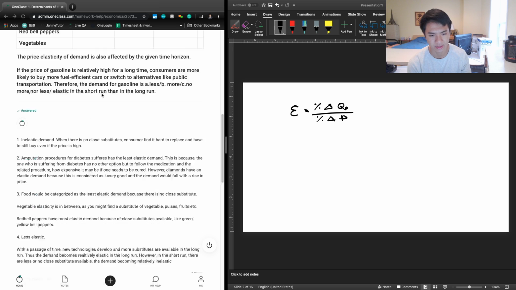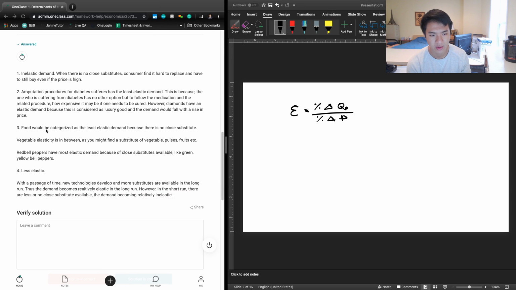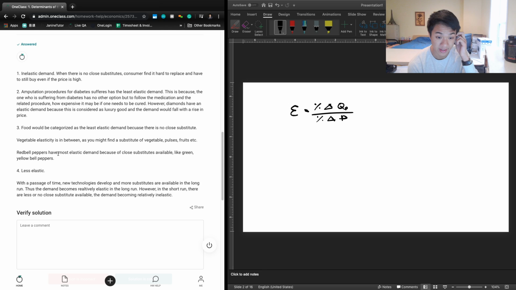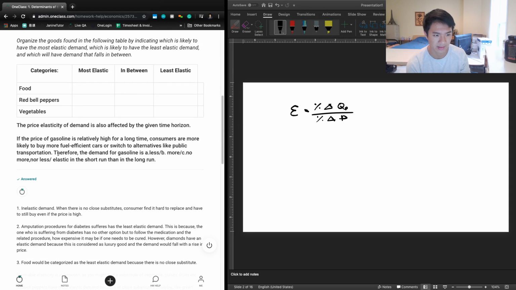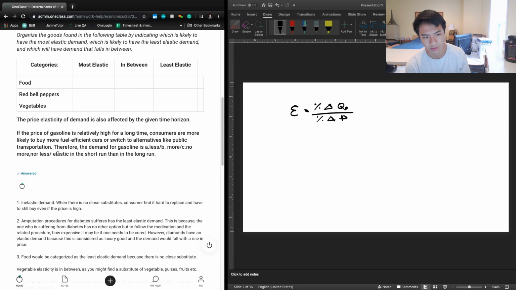So let's take a look at the answer given by the tutor. Food would be categorized as the least elastic because it has no close substitute. Vegetable elasticity is in between, as you can find substitutes for vegetables like fruits. Red bell peppers have the most elastic because of close substitutes like green and yellow bell peppers. Great. So exact same things that we talked about before. So no problems with that.